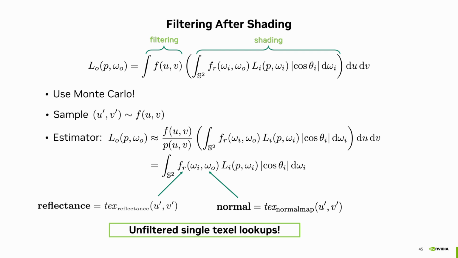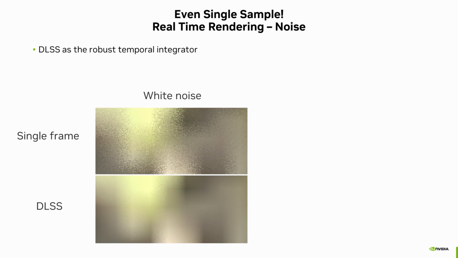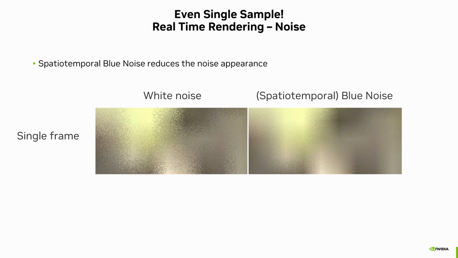Only one sample whenever you evaluate the BRDF. As expected, single sample Monte Carlo results in a lot of noise, especially when using white noise and looking just at a single frame. However, when we use robust temporal integration, such as DLSS, the appearance of noise is reduced dramatically. When we use spatiotemporal blue noise instead of white noise, even a single frame appears significantly less noisy.